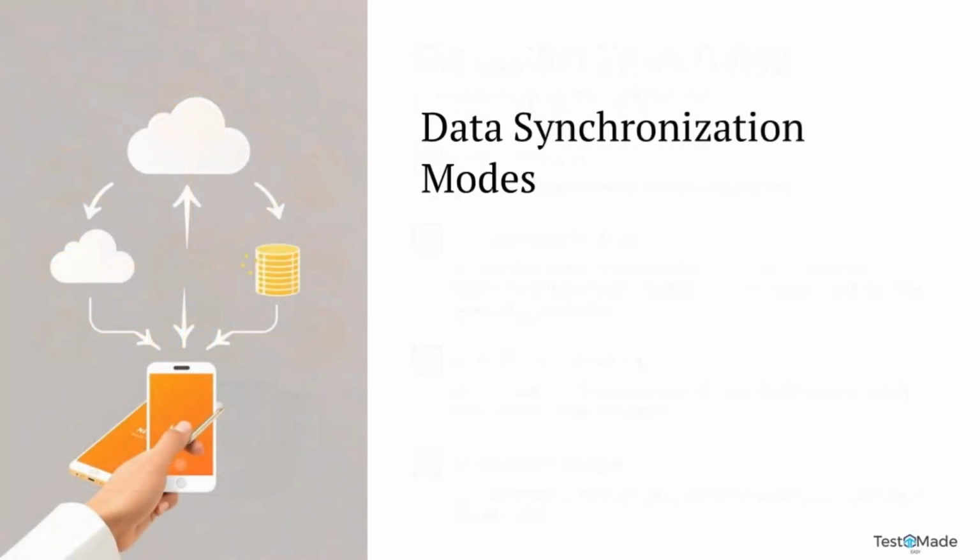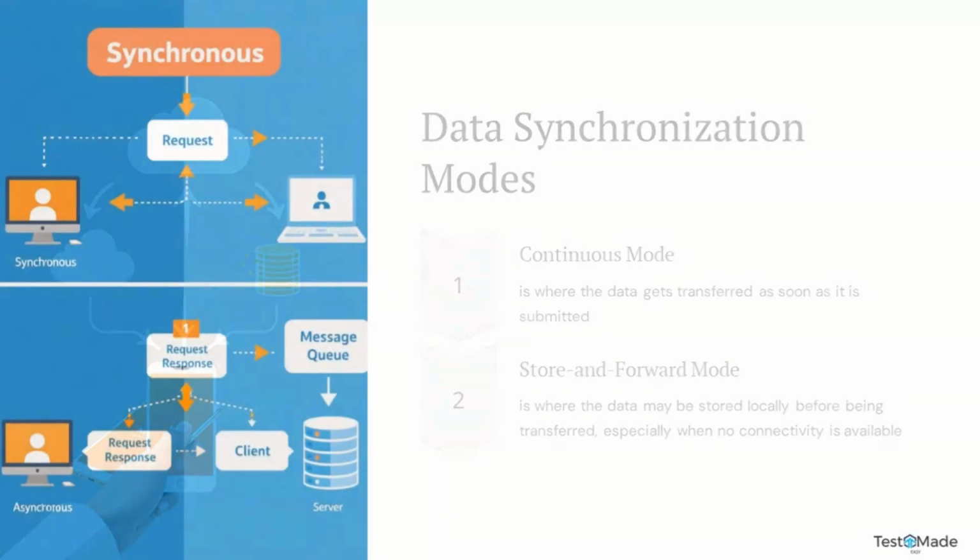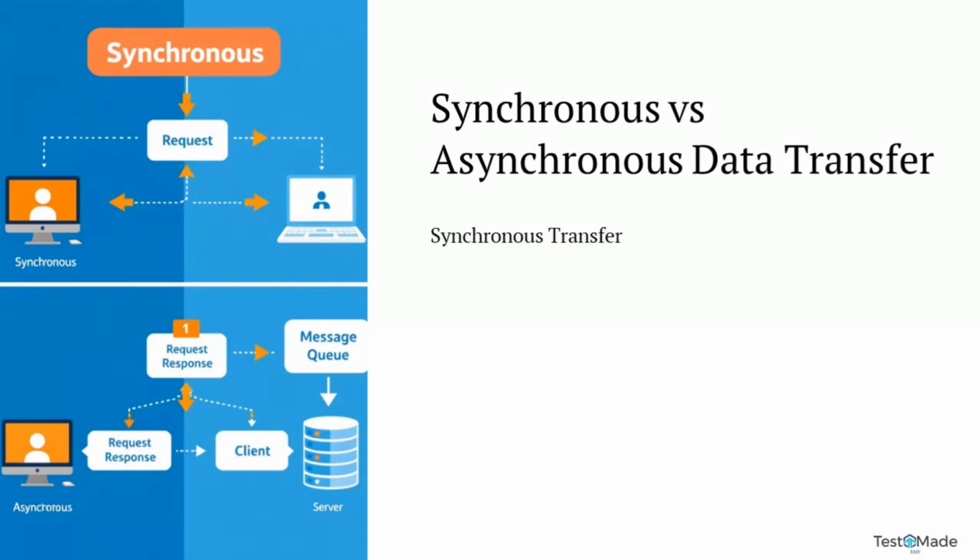Data synchronization modes. The synchronization of data between the client and the server can be conducted in the following modes. Continuous mode is where the data gets transferred as soon as it is submitted. Store and forward mode is where the data may be stored locally before being transferred, especially when no connectivity is available. Synchronous versus asynchronous data transfer.